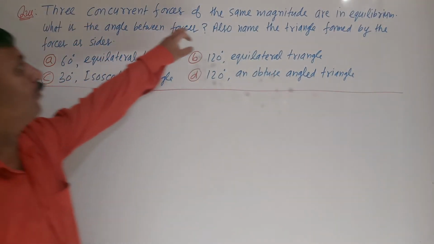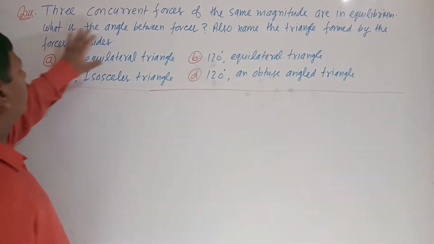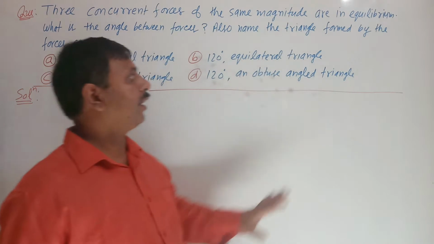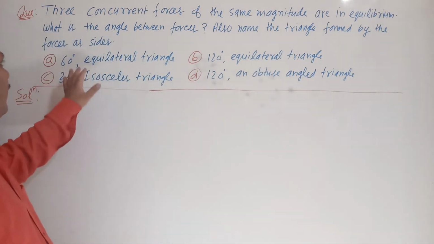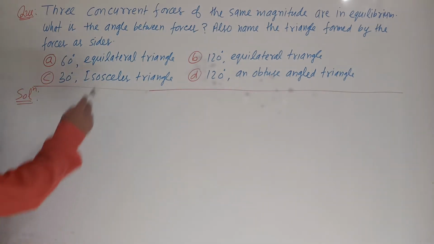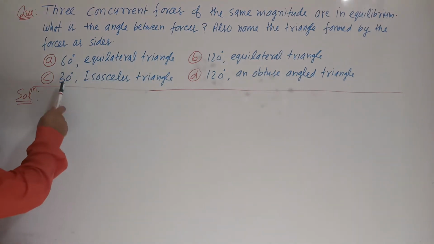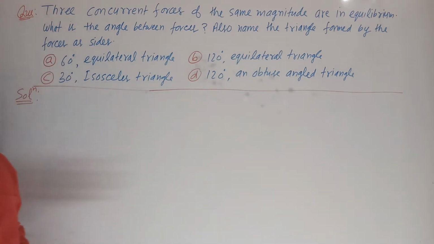Three concurrent forces of the same magnitude are in equilibrium. What is the angle between the forces? Also name the triangle formed by the forces as a side. Three options they have given: 60 degree equilateral triangle, 120 equilateral triangle, 30 isosceles triangle, 120 and obtuse angle triangle.